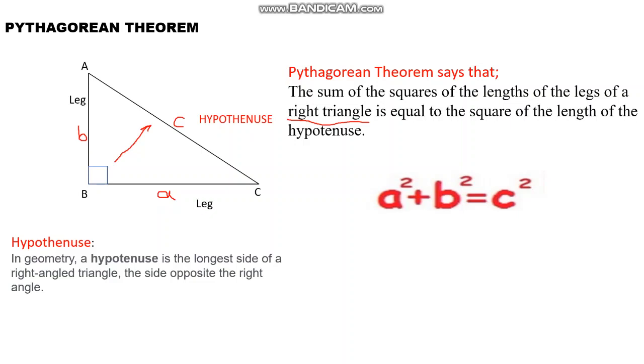Let's think about what the equation is telling us. It tells us that if we take the lengths of the two legs and square them, then add them together, they will equal the square of the length of the hypotenuse.